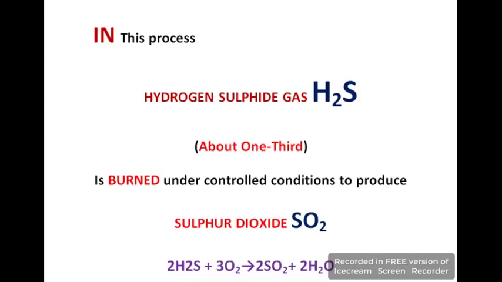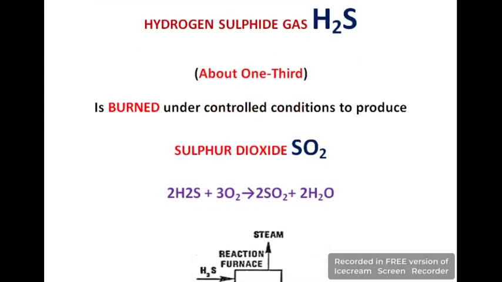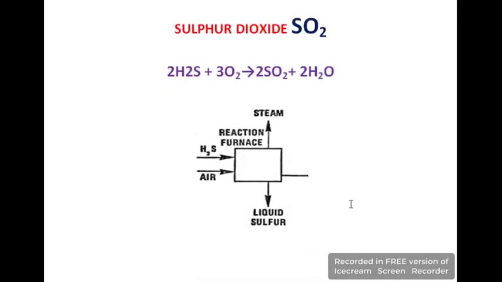In the first step, hydrogen sulfide gas combustion takes place in a furnace, and that reaction gives us sulfur dioxide. So you can see here that as a result of the reaction we are obtaining two products. The first one is sulfur dioxide and the second is water vapors. So this is a furnace in which two raw materials are entering.